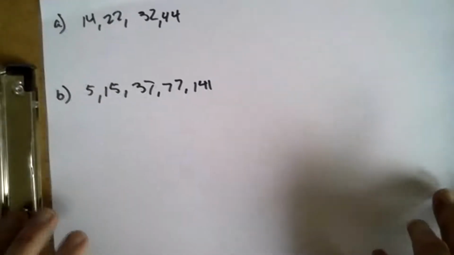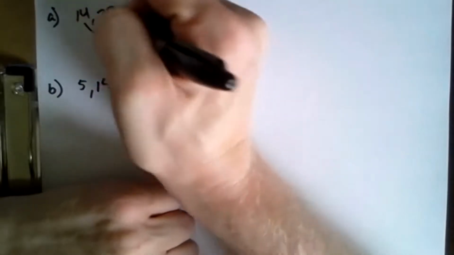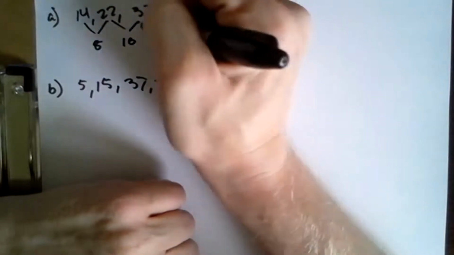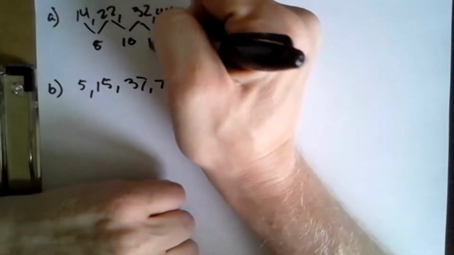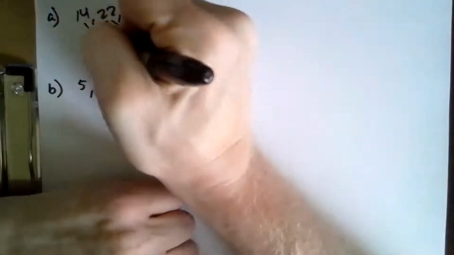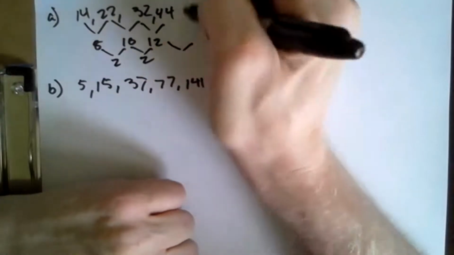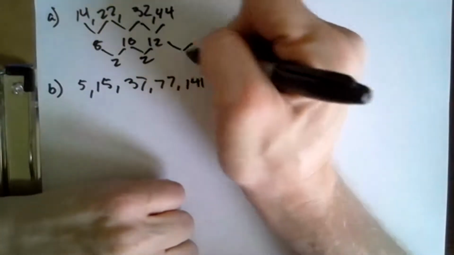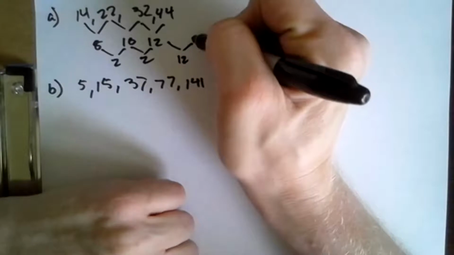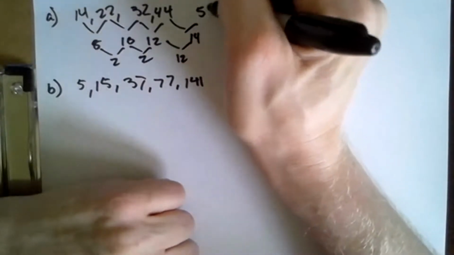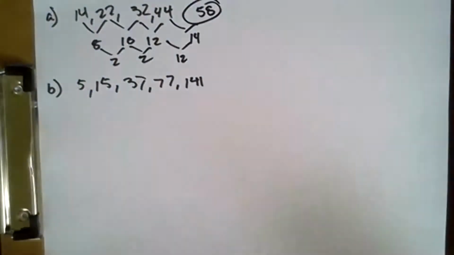All right, so we just subtract each of these numbers. 22 minus 14 is 8, 32 minus 22 is 10, 44 minus 32 is 12. And then we do it again. 10 minus 8 is 2, 12 minus 10 is 2. Well, then that means that to find the next number in our sequence, we add 2 to 12 to get 14. And then we add 14 to 44 to get 58. And there is the next number in our sequence.